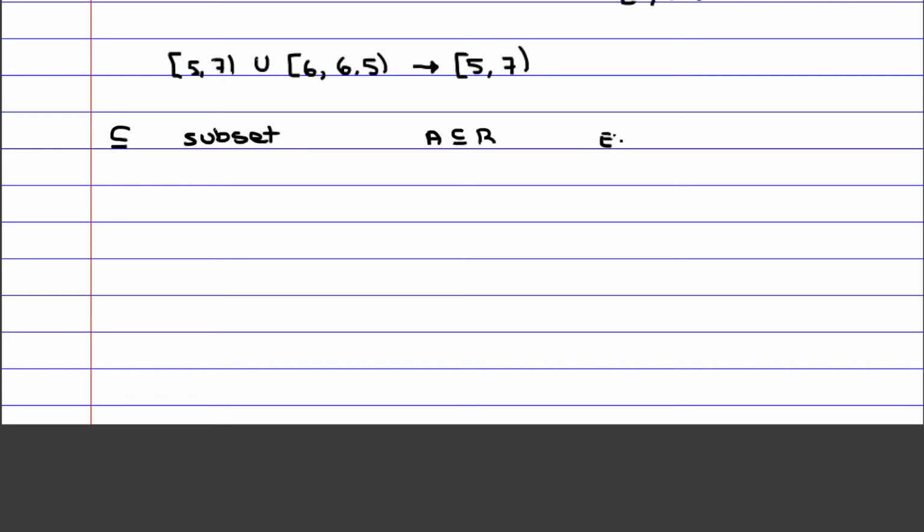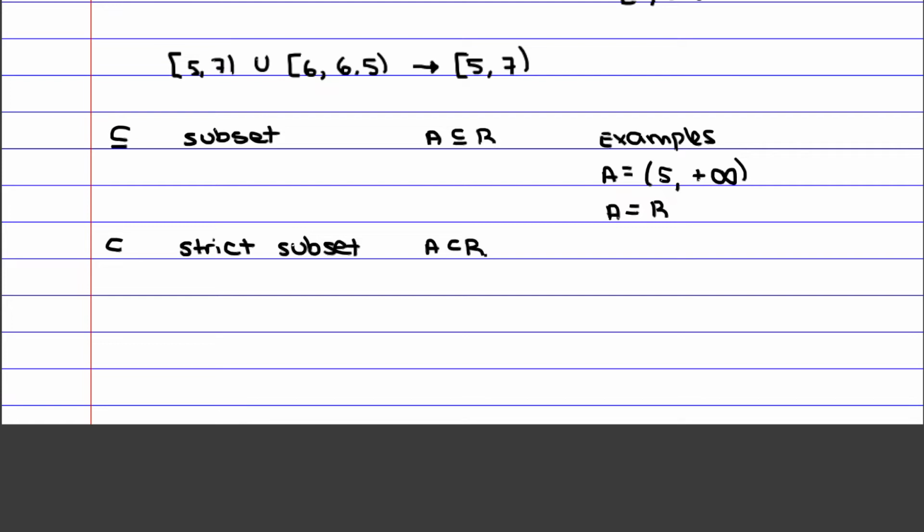So some examples for A could be any interval. So maybe 5 comma plus infinity. Or you could have A equal to R. So that just means that you're taking all the numbers on a number line. While when you don't have the line underneath, which is pretty rare, that means that it's a strict subset. So the only difference is that A has to be smaller than R. So it cannot be equal to R.